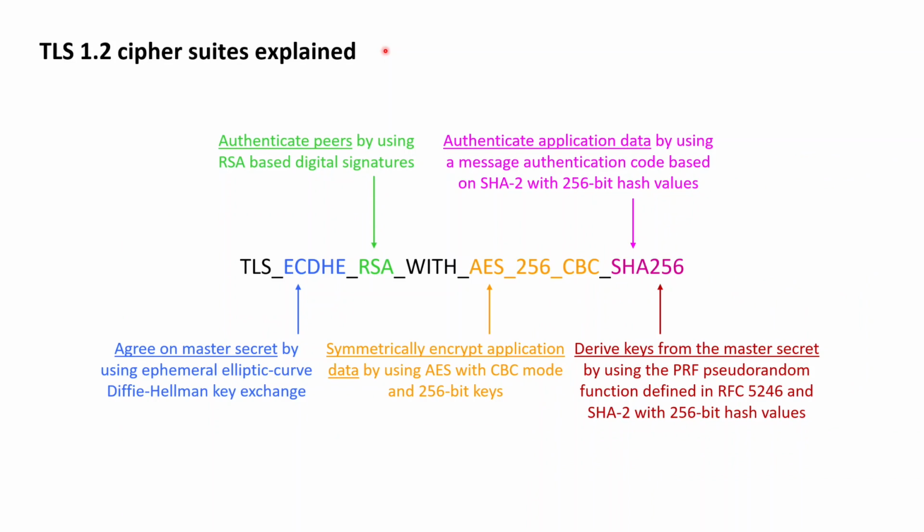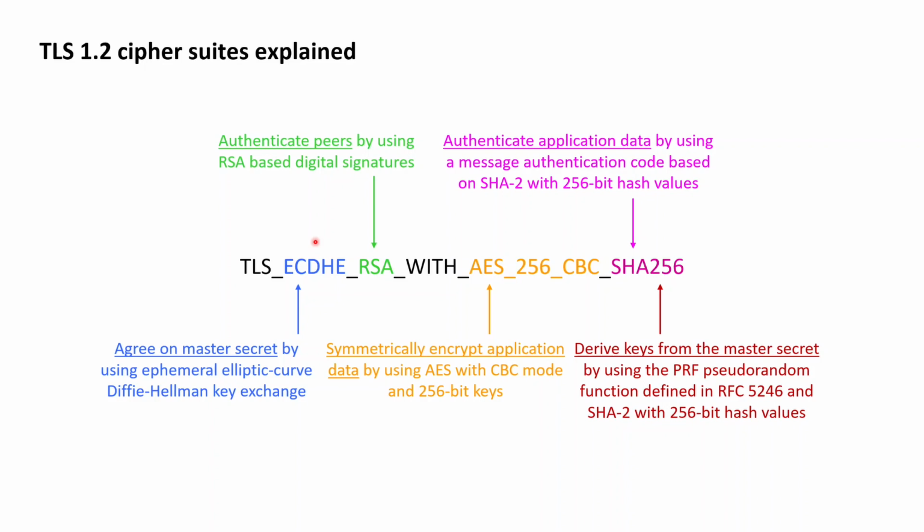A TLS 1.2 cipher suite explicitly specifies each of the 5 cryptographic processes taking place within a TLS connection in order to have the confidential and authentic channel constructed between the client and the server. Going from left to right across the example TLS 1.2 cipher suite reading TLS ECDHE RSA with AES 256 CBC SHA-256, we can see that the first part following the generic prefix TLS reads ECDHE.